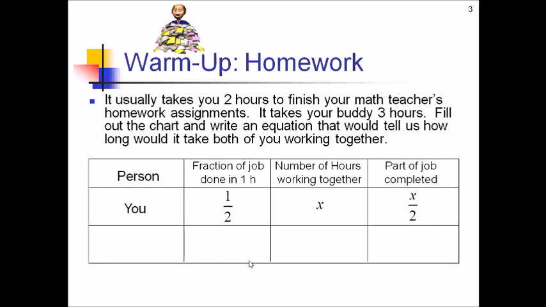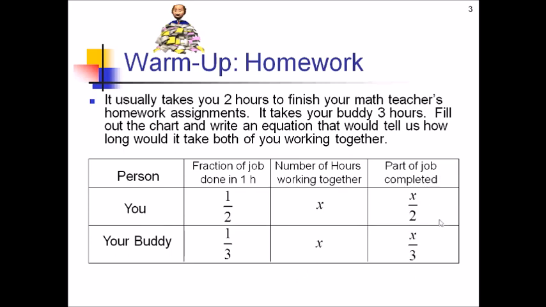All right. Pause the video, take a sec to see if you can do the next one here. Let's see what you got. So here's your buddy. Fraction done in 1 hour, 3 hours to do the whole thing, so 1/3 of it is done in 1 hour. Working together with you for the same number of hours that you're working with him. And then part of job completed would be x over 3.